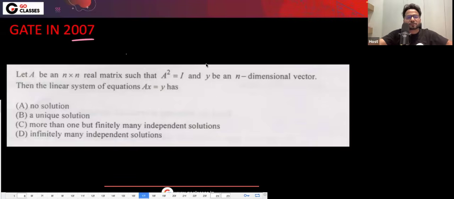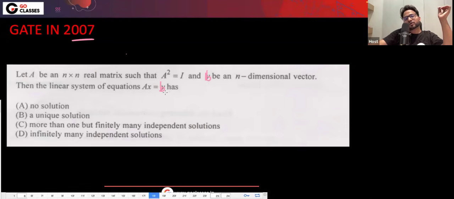Now let's see this question. This question has been asked in GATE Instrumentation 2007. Let A be an n cross n real matrix such that A square equals I, and let y be an n-dimensional vector. Then the linear system of equations Ax equals y has. So they are saying that A square equals I is given, and y is some vector. Instead of y, we generally have b here, so if you are comfortable, you can write b. It doesn't matter.